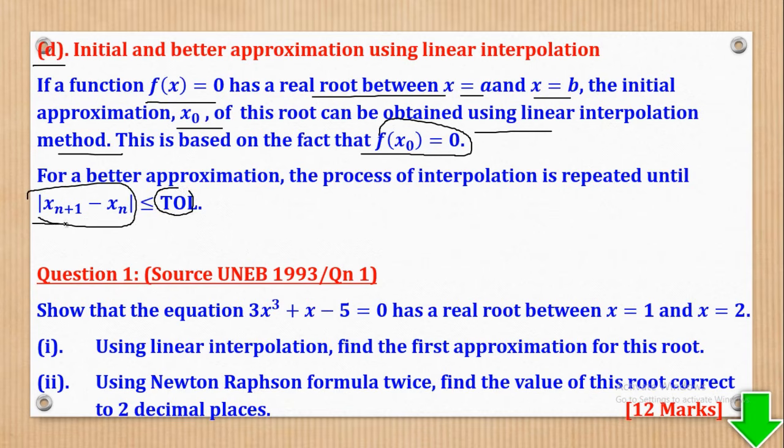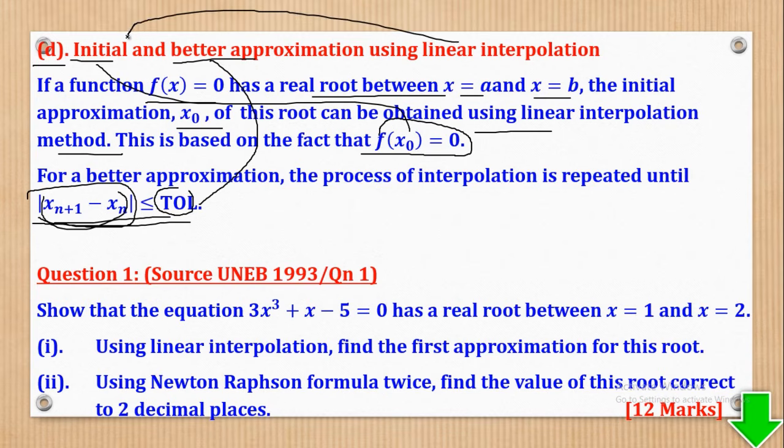Under Newton-Raphson method, you can either use this approach or use the other approach. That means that interpolation can be used to get the initial approximation using this knowledge, or to get a better approximation by using this knowledge, whereby you have to repeat the interpolation process until this value is less than the tolerance. So we are going to see both parts: how linear interpolation can be used when they want only to get the initial approximation, and also when they want you to use it to get a better approximation.